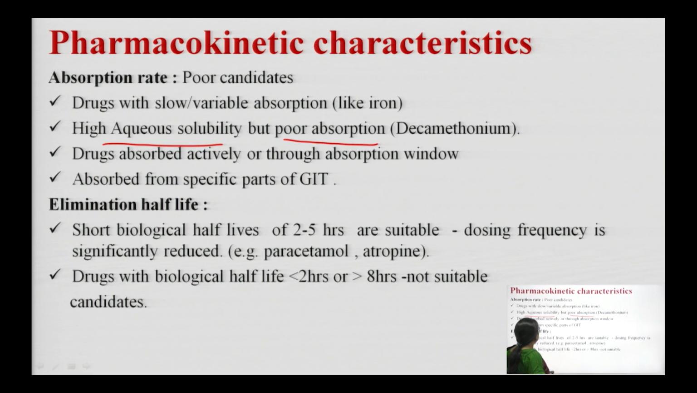Last one, drugs which are absorbed from specific parts of GIT, like I gave you the example of tetracyclines earlier. So, these tetracyclines, they have got less stability in the intestines, but they are absorbed from the intestines. So, they will be poorly absorbed, hence they will not constitute good candidature for controlled drug delivery formulations.